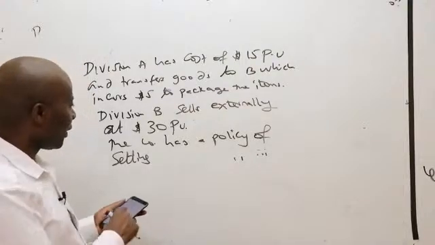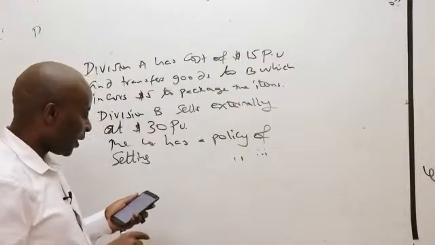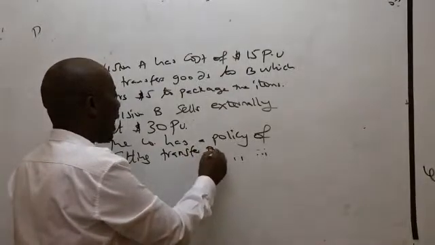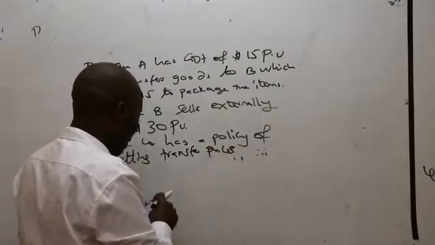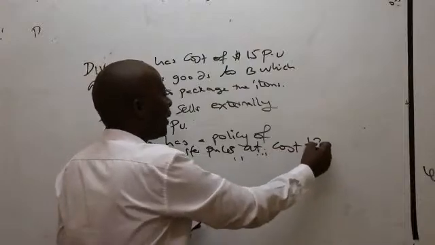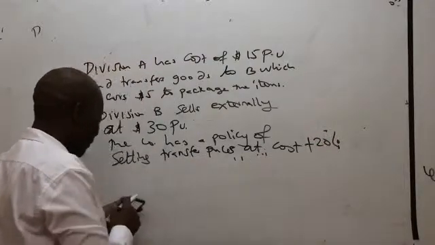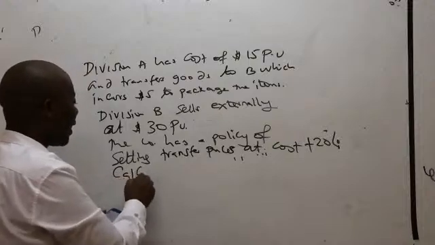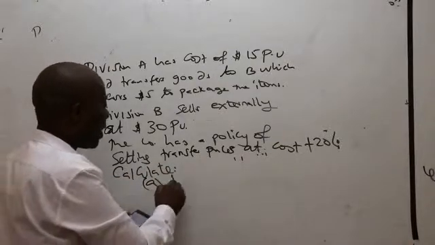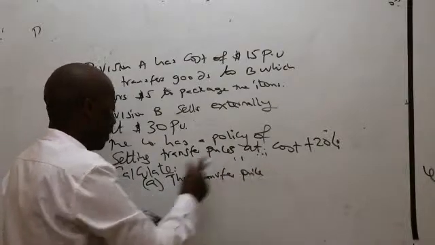So we are told here that the company has a policy of setting transfer prices at cost plus 20%. At cost plus 20%. So we are required to calculate the transfer price.